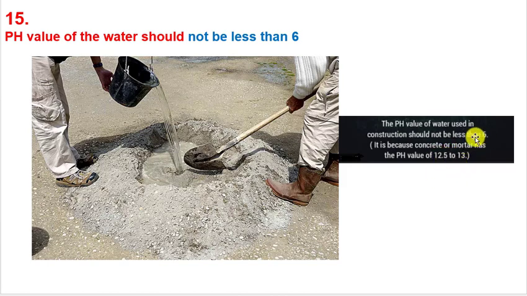So it should not be less than 6. If it goes below 6, that means it goes into the acidic range. So we need to keep the pH value above 6, not less than 6. This is the point you need to remember, that the pH value of water should not be less than 6.